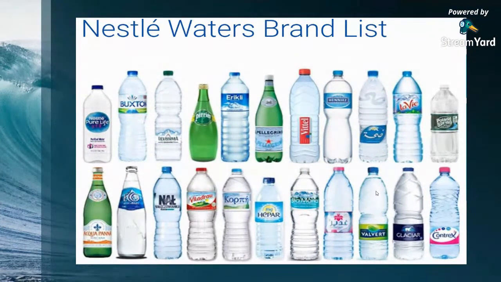Now you can see that there are around 20 brands in front of you, and all these 20 brands belong to just one company, Nestle. All 20 brands of water are under Nestle, all selling water from one place. There is flavored water, sparkling water, and water from glaciers, rivers or mountains, with different branding and different price ranges.